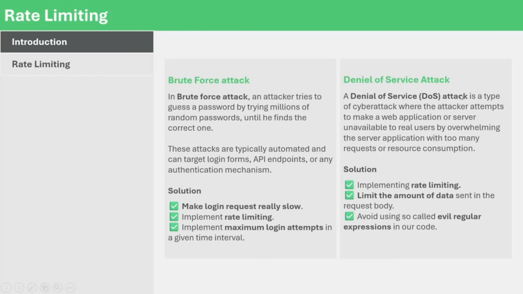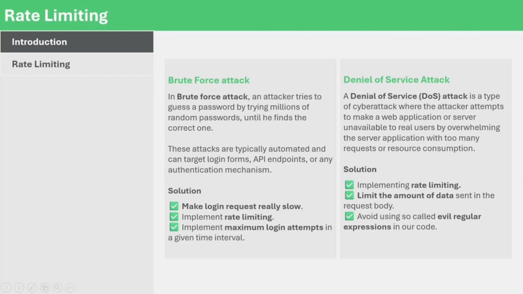Then we can also address denial of service attack by limiting the amount of data that can be sent in the request body in a patch or post request. And we can also address this type of attack by avoiding using a so-called evil regular expression in our code. So an evil regular expression is a poorly designed regular expression that takes an exponential amount of time to run for non-matching inputs. And this leads to performance degradation or even application crashes. And these evil regular expressions can be exploited to bring the entire application down.